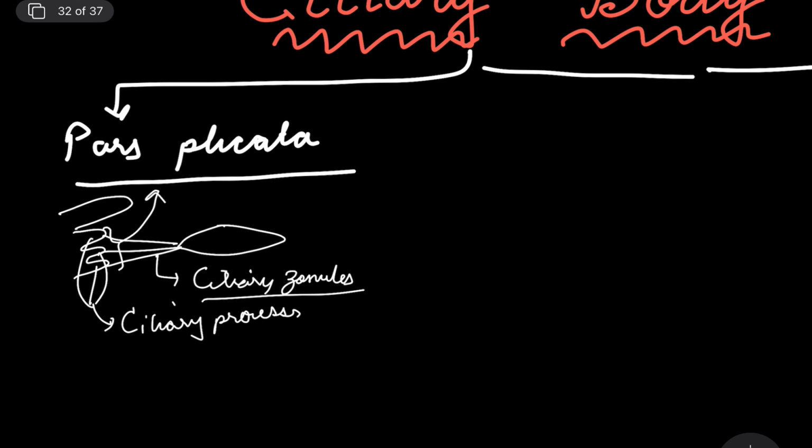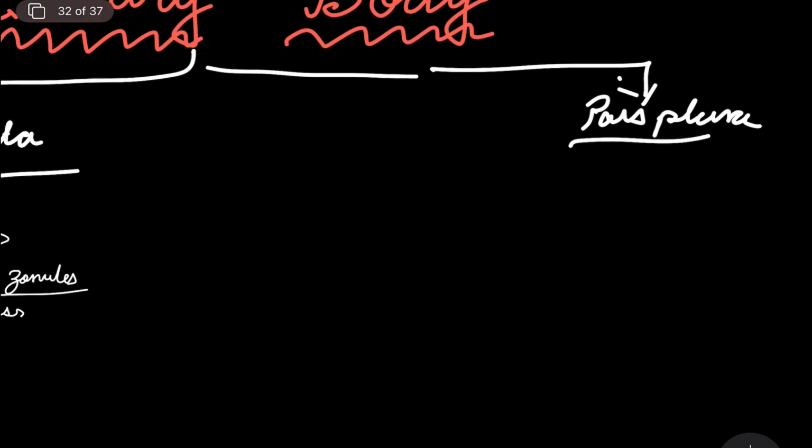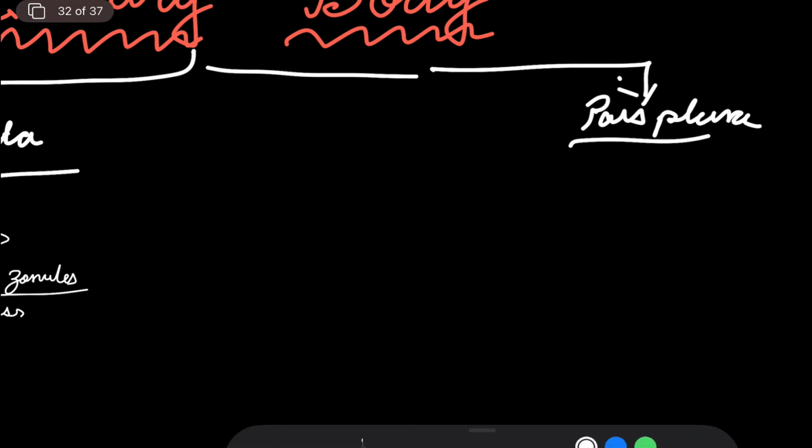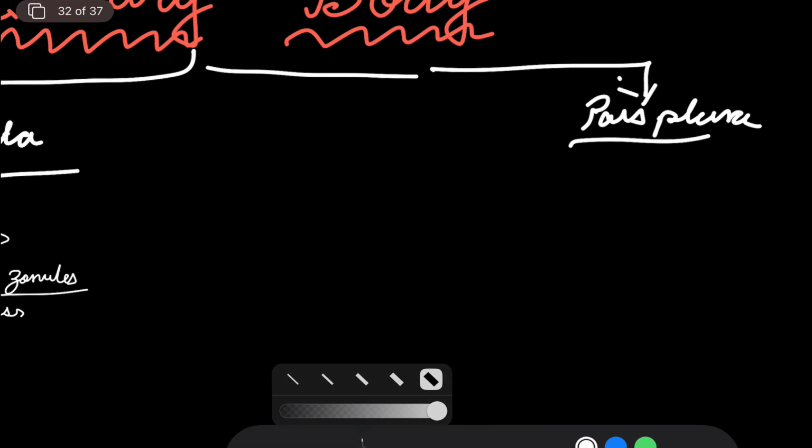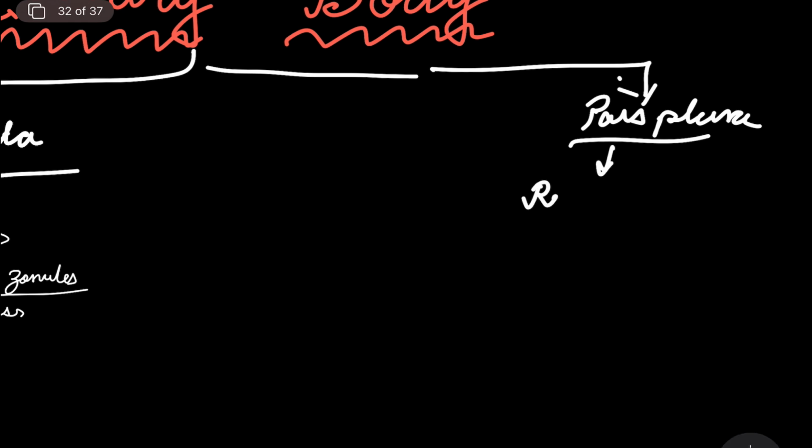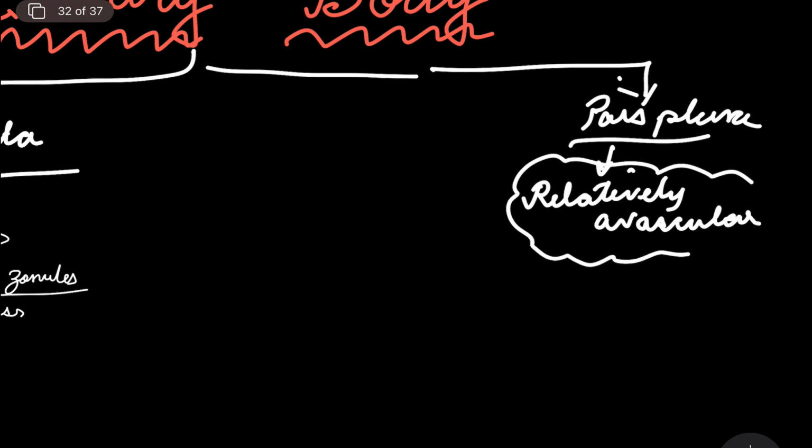Pars plana, on the other hand, was a plain structure, not thrown into any kind of folds, nothing. So a very interesting thing about pars plana is that it is actually relatively avascular. Now this is a very, very, very important piece of information that we have just uncovered. Why? Because of two reasons.